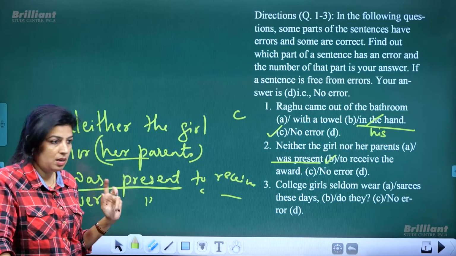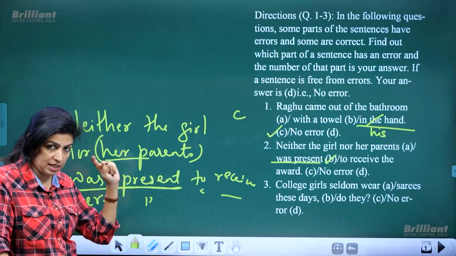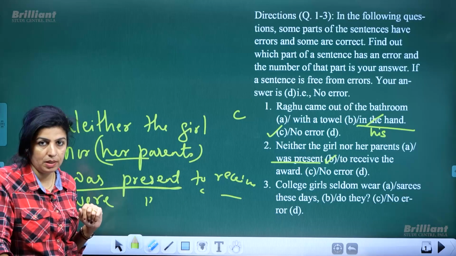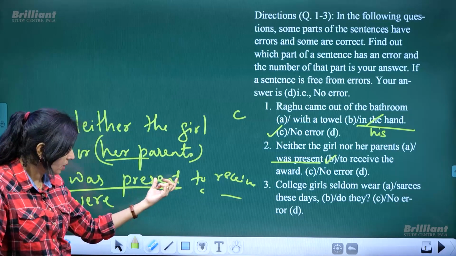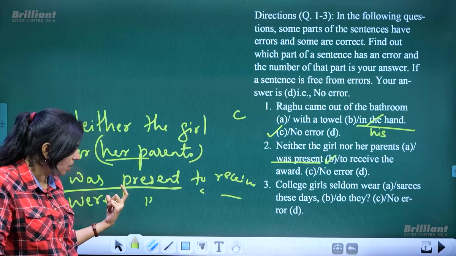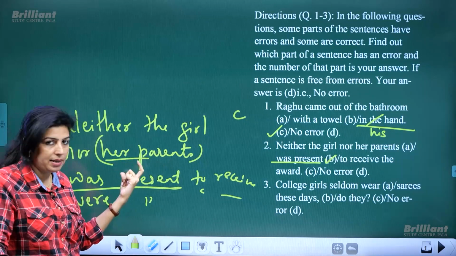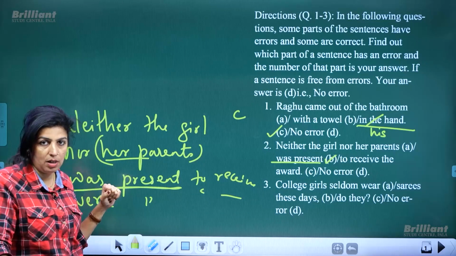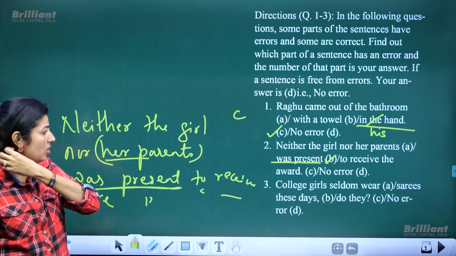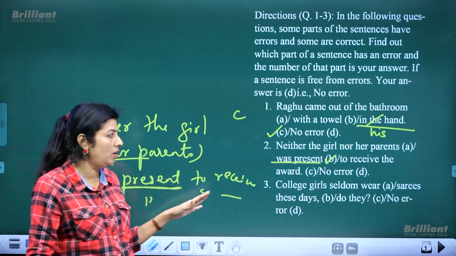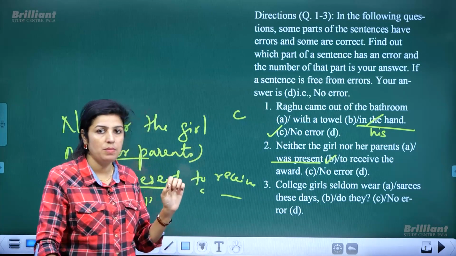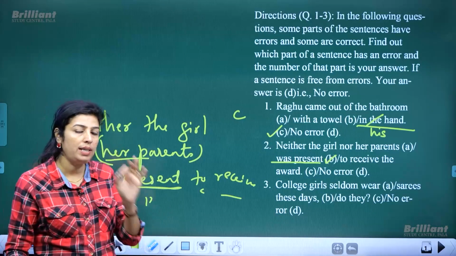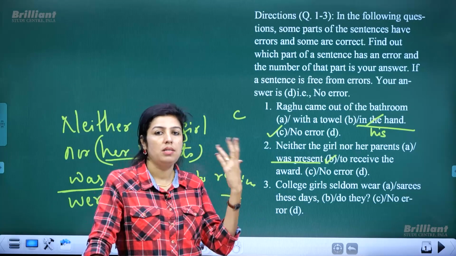Why? Because before was present, it's girl, singular, was present. But in this structure, before the tense, before the verb, it's parents, plural. So here it should be were present, not was present. Got it clear? So when you get a structure like this, always focus on the subject which comes just before the tense or the verb used, and only then you can determine it as singular.